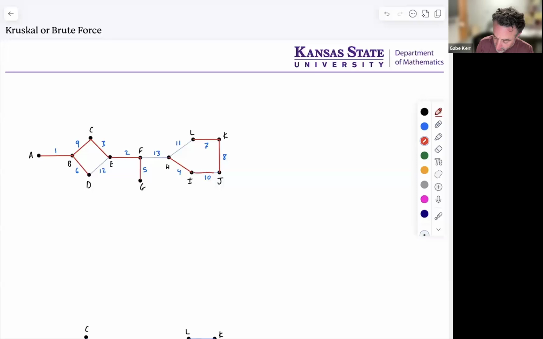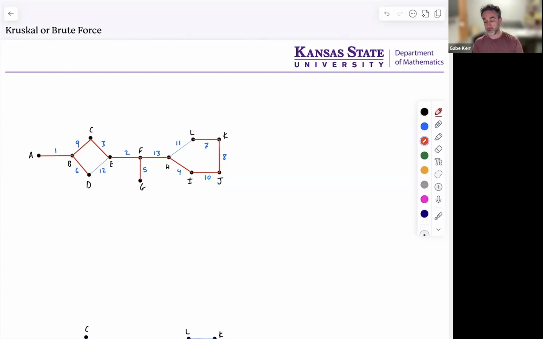10 here. And now, if I were to make 11, I would make this circuit. So I don't want to add 11. I move on to the next one. And now 12 is the next one. But again, if I have 12, then I have this circuit, so I don't want 12. So finally, I move on and I just add 13 here.